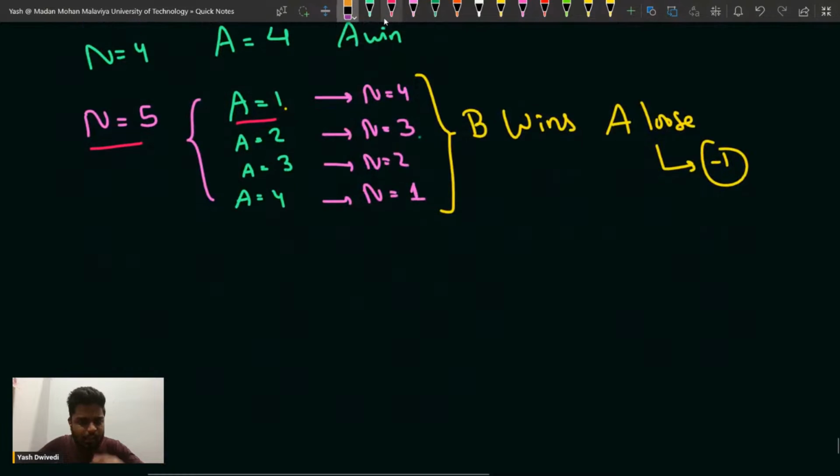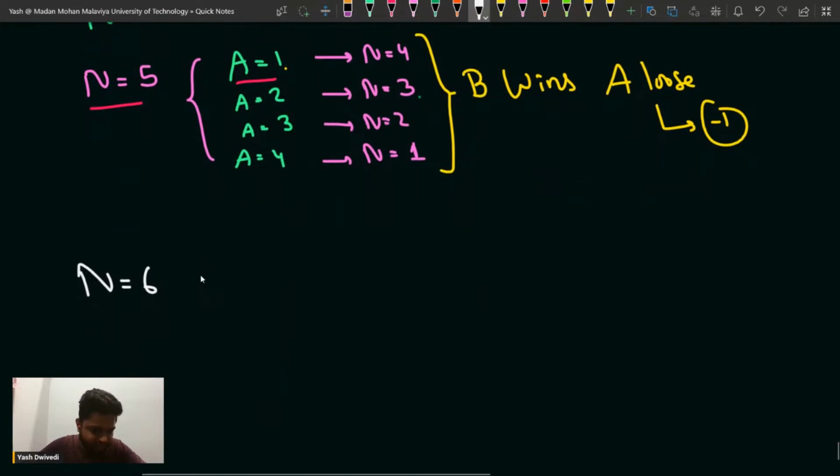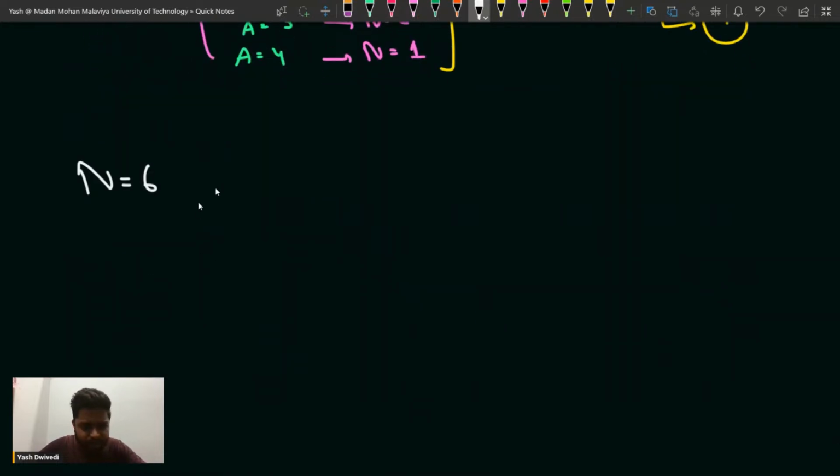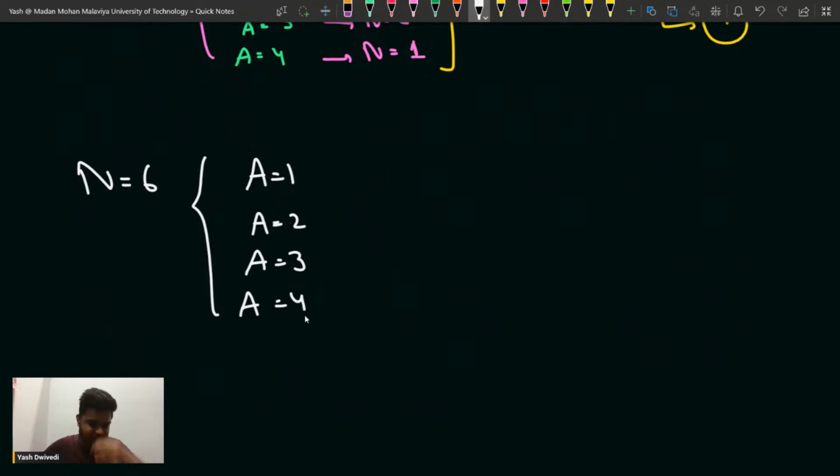Now let us see what will happen when we get n is equal to 6, because that is also important for us to analyze. So suppose we get n is equal to 6. What are the opportunities that you have? If n is equal to 6, then A can take one matchstick, or two, or three, or four matchsticks. Now, if A takes one matchstick, what will the remaining n value be?